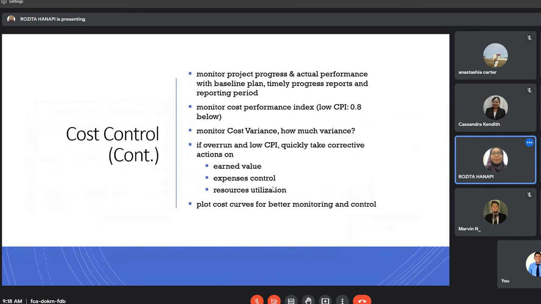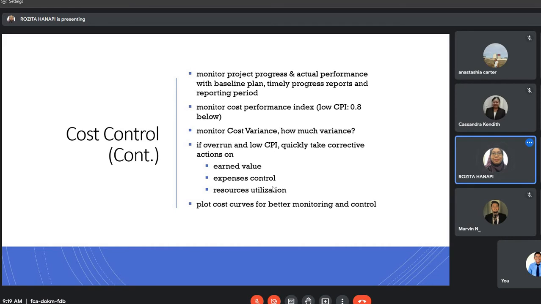And then in the project, the project progress and actual performance need to be monitored and compared with the baseline plan, with timely progress reports for each reporting period. Also monitor the cost performance index, especially when the CPI is 0.8 and below.